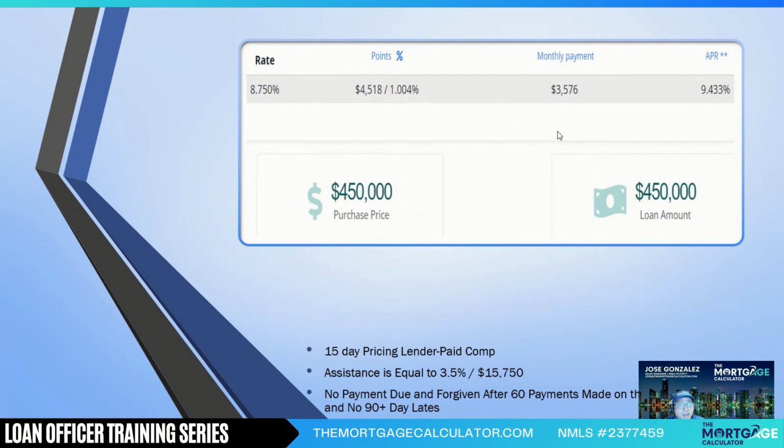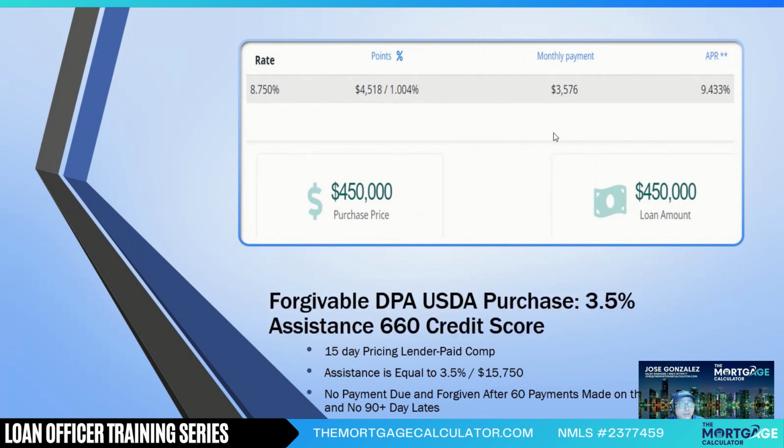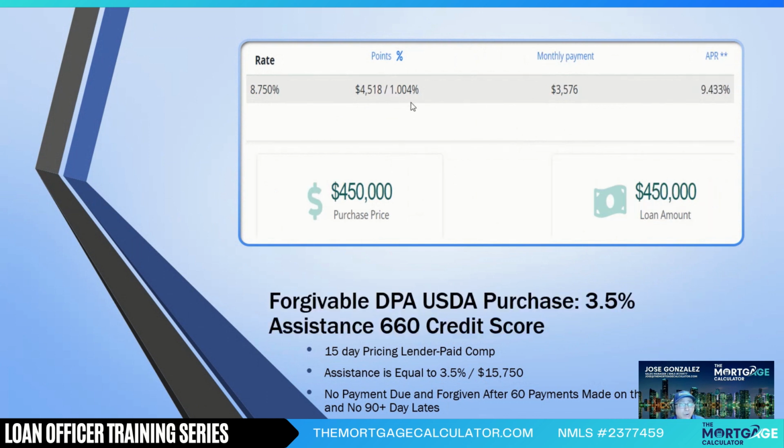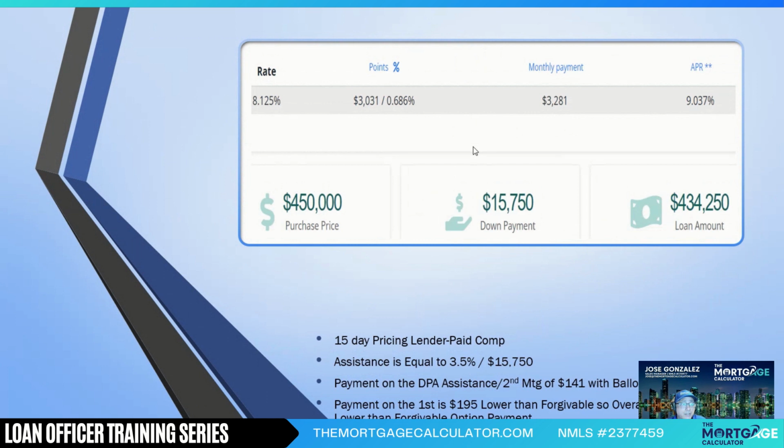So now in our forgivable DPA for USDA, forgivable is the only option here that we can combine with USDA as well as FHA. So here, 660 credit score. It's a little bit more expensive than the FHA at the same 8.75% rate. We're looking at having to pay 1 point, right? Whereas FHA was 0.7 points. So it's about 0.3 more expensive than FHA. Again, 660 credit score is a score with no adjustments.